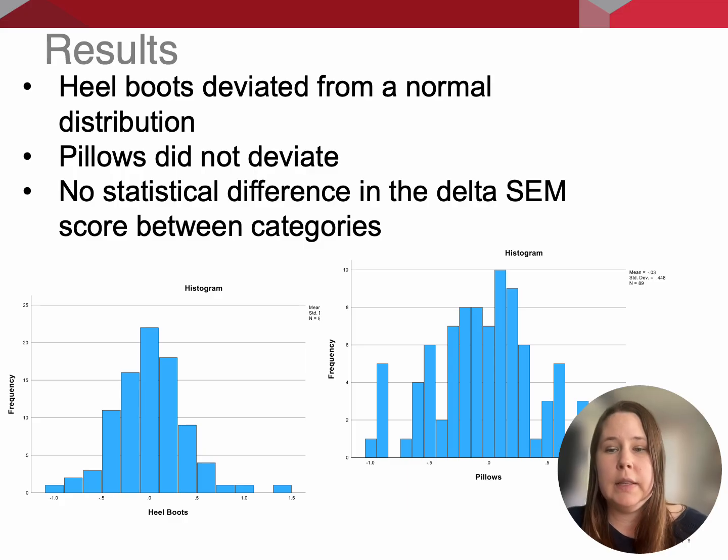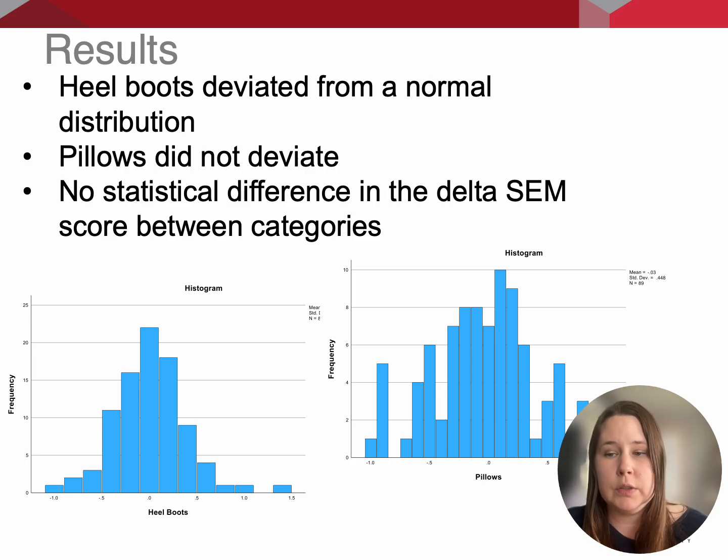The results indicated that heel boot scores significantly deviated from a normal distribution. The Shapiro-Wilk had a P of 0.044. The offloading of the heels with pillow scores did not significantly deviate from normality, with the P being 0.319. Based on these findings, the assumption of the normality was violated for only the heel boots, but was met for offloading of the heels with pillows.